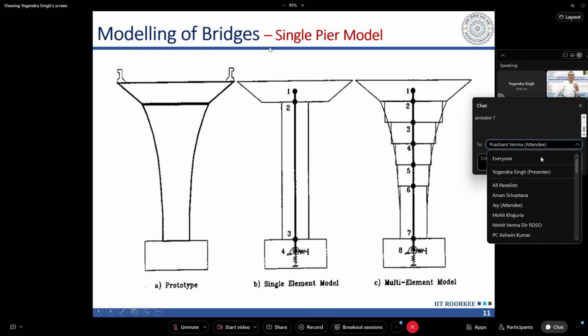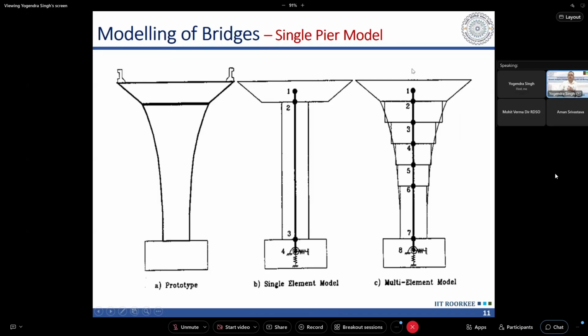Okay, so when we are doing the modeling of the bridges, different types of models are available, depending on how much sophistication we want. The simplest model is what we call the single pier model. So we model individual piers. A pier is modeled as a vertical frame element, or it may be modeled as a series of vertical frame elements. A single frame element is shown in this case, and the mass of the superstructure is lumped at the top of this vertical frame element.